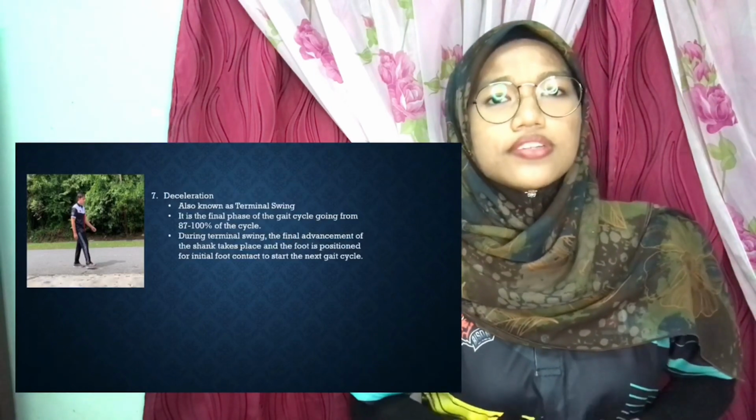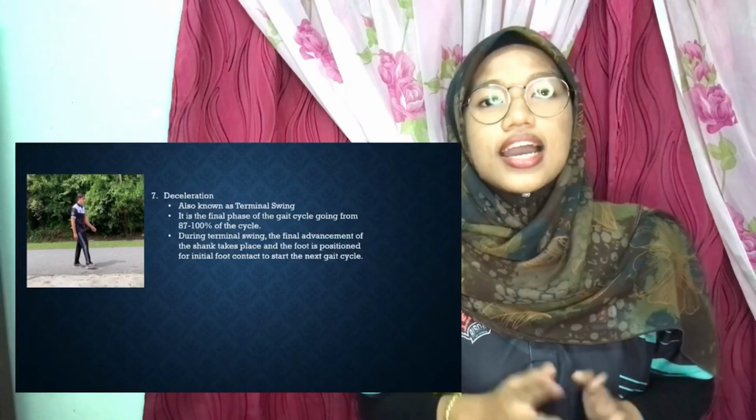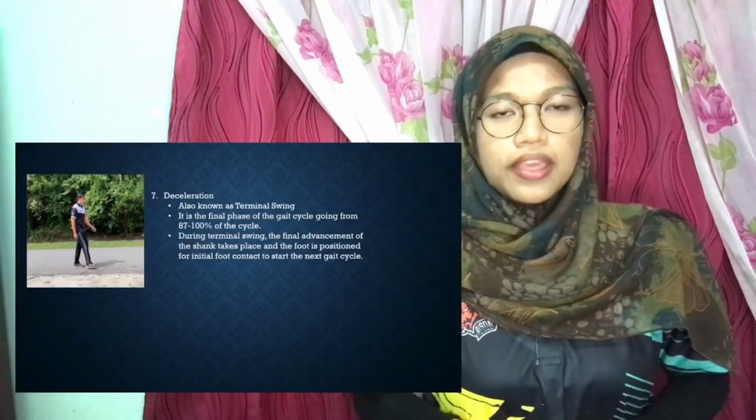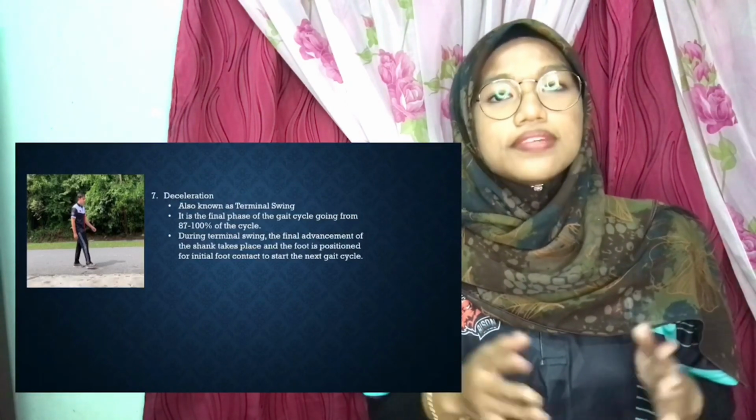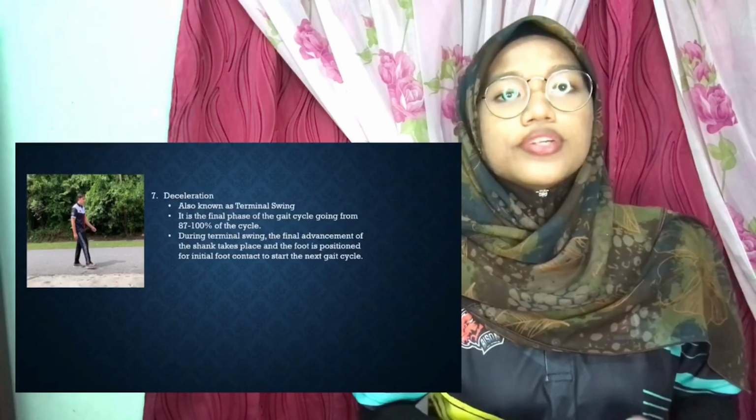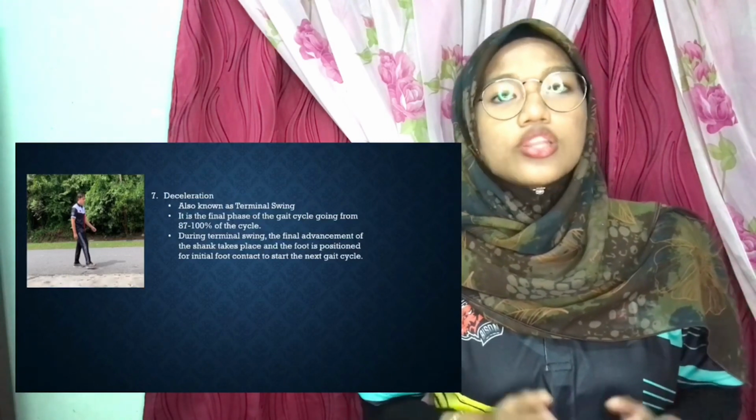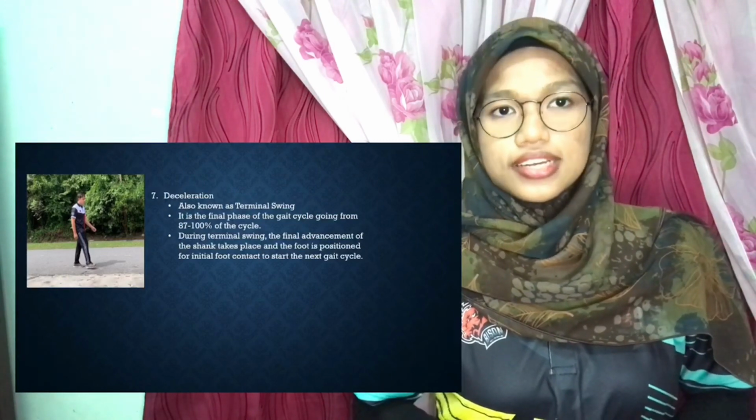The final phase of the gait cycle goes from 87 until 100% of the cycle. For example, the final advancement of the swing takes place and the foot is positioned for initial foot contact to start the next gait cycle.